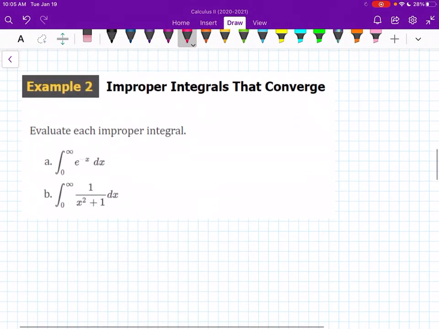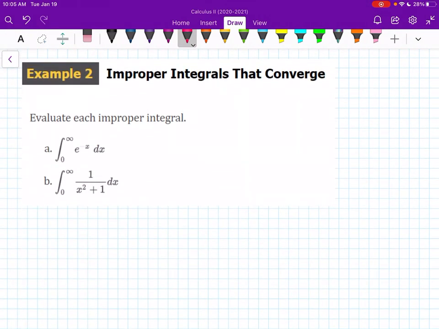All right, let's take a look at some other examples. So here we're going to do two examples that converge. So the first one is from 0 to infinity of e to the negative x dx, and then the second one is 0 to infinity of 1 over x squared plus 1 dx. So let's take a look at a first.